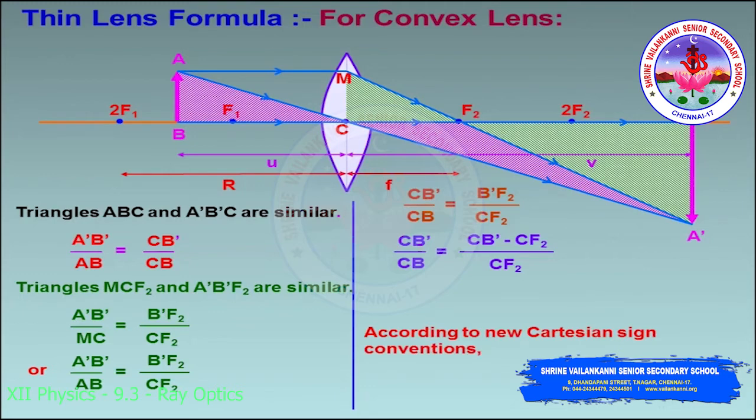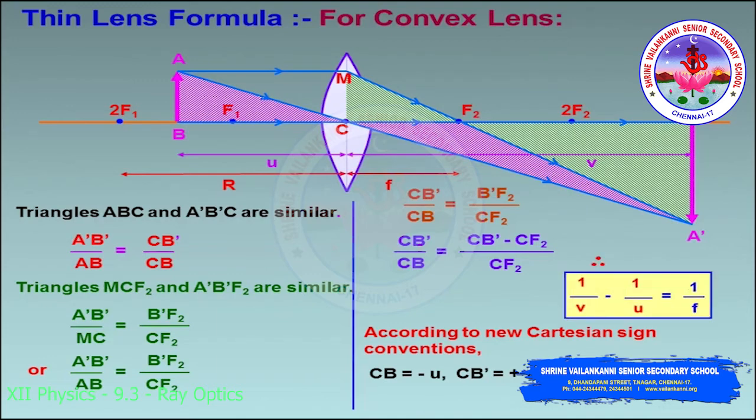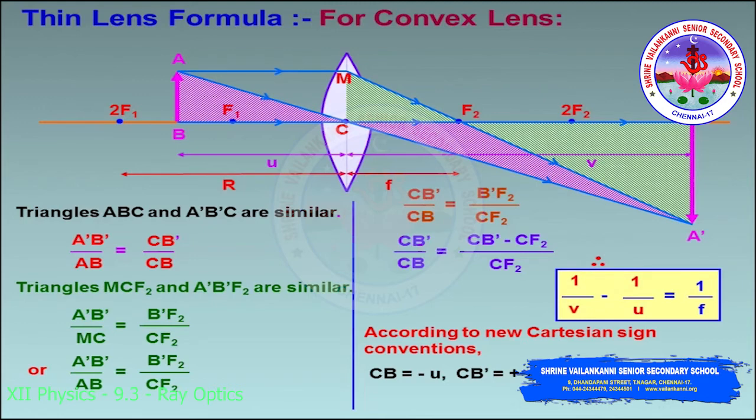According to the new Cartesian sign convention, CB is equal to minus U, and CB dash is equal to plus V, the image distance on the right side, and CF2 is equal to plus F. Now by applying this we will get 1 by V minus 1 by U equal to 1 by F. So this proves the lens formula for a convex lens when it forms a real image, right? Now we are seeing linear magnification.